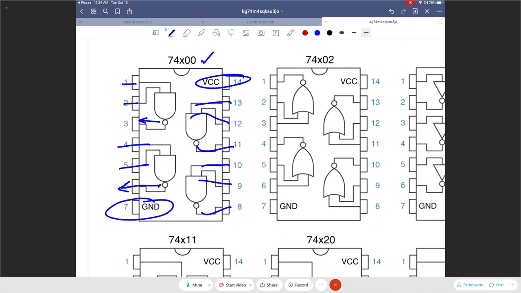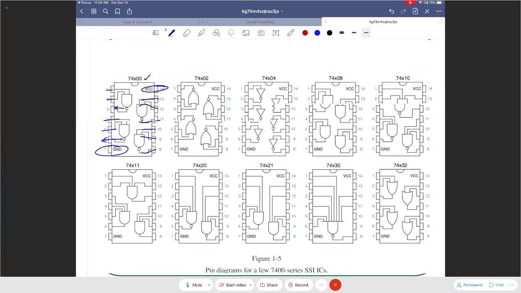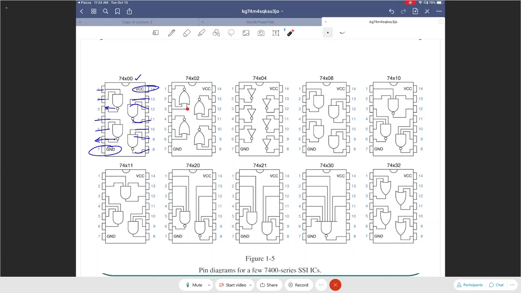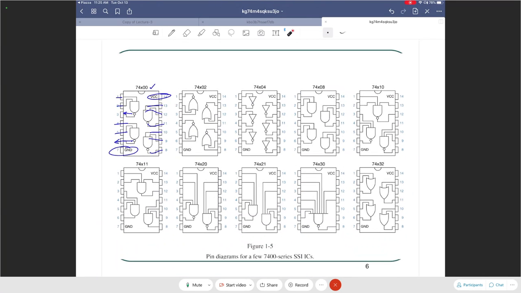In the same manner, you could have ICs that could have quad 2 input NOR gates, hex inverters, quad 2 input AND gates, triple 3 input NAND gates, and so on. As you can see, 7430 actually has an 8 input NAND gate as well. So these ICs are available in the market, and depending on what your design requires, you would use them.